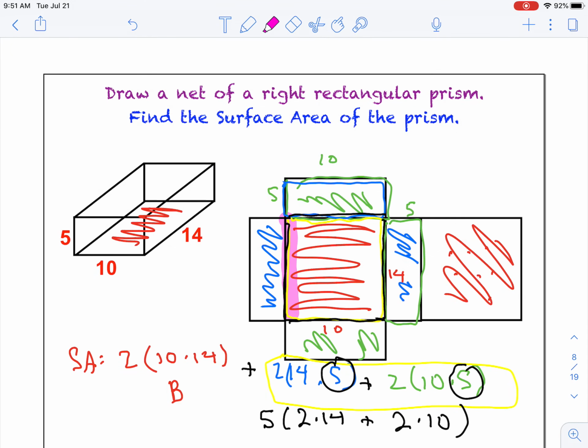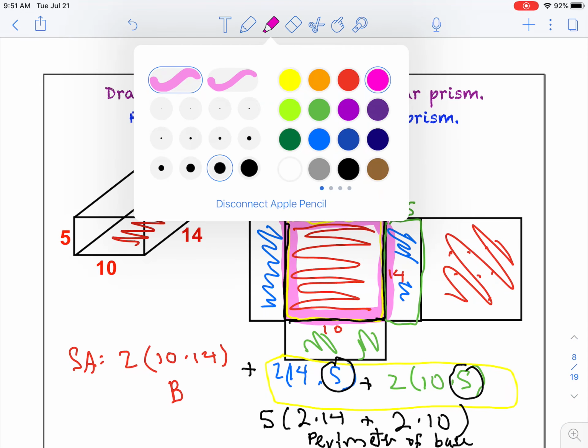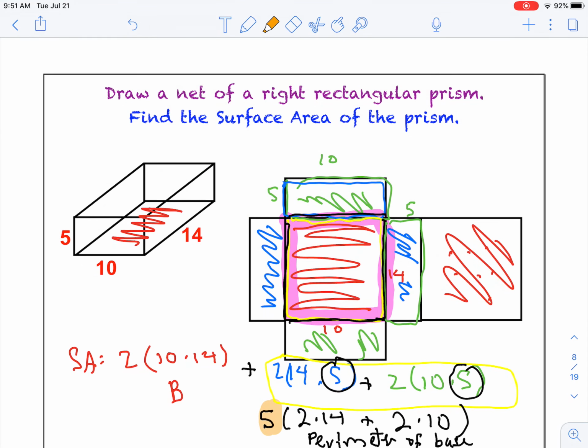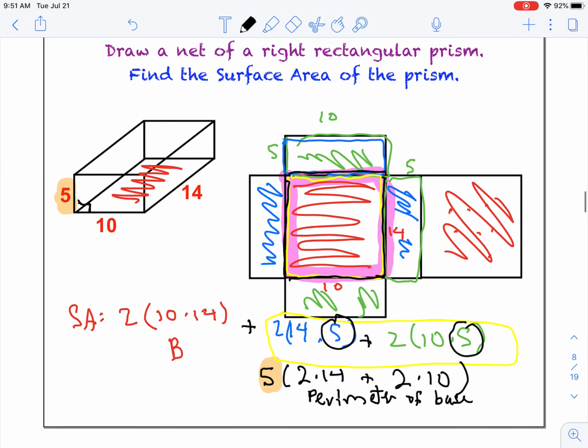And if you look at this right here, what is that? Well, that is just the perimeter of the base. That is what we will use in our formula as kind of a shortcut to all of this. The 5 right here is this dimension right here, and that is our height. That is the height of our prism.